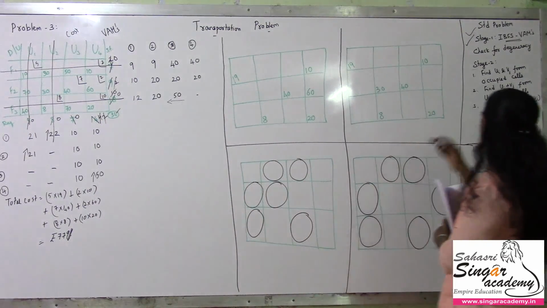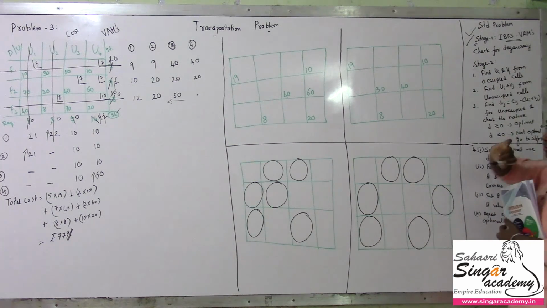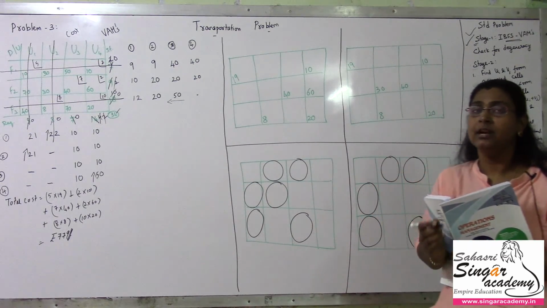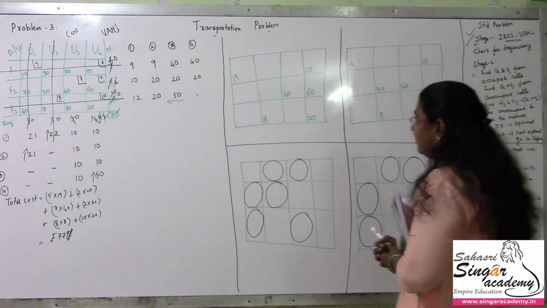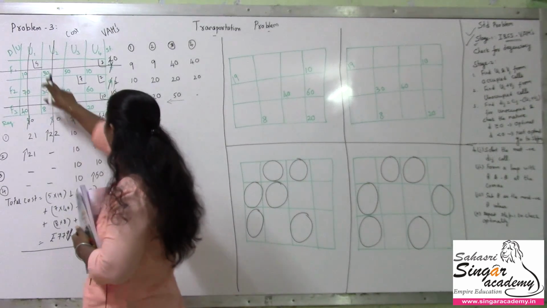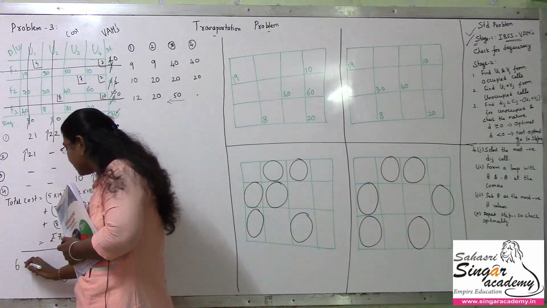That is, we have finished this stage. Stage 1 is done. Before going for stage 2, we have to find whether there is any degeneracy in the problem. There should not be a degeneracy, which means it should be a non-degenerate problem. So we have to check for the degeneracy. If you find here, how many allocations do we have? 1, 2, 3, 4, 5, 6 allocations. So the number of allocations is 6.